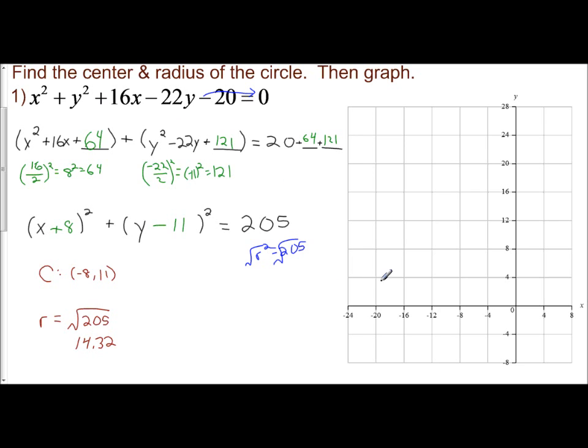What you do is you plot your center. I'm at negative 8, 11. That's around right here.